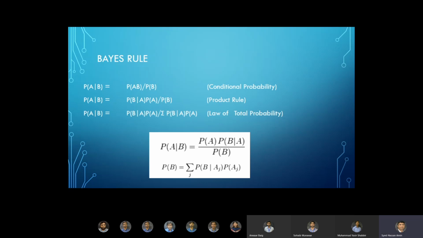So probability of A given B is equal to probability of AB, which is the joint probability, divided by probability of B. This is according to conditional probability. Then according to the product rule, we can further write it as probability of B given A into probability of A divided by probability of B. And additionally applying the law of total probability, we can write probability of B as summation of probability of B given A into probability of A. So that basically gives you the Bayes rule under various situations.